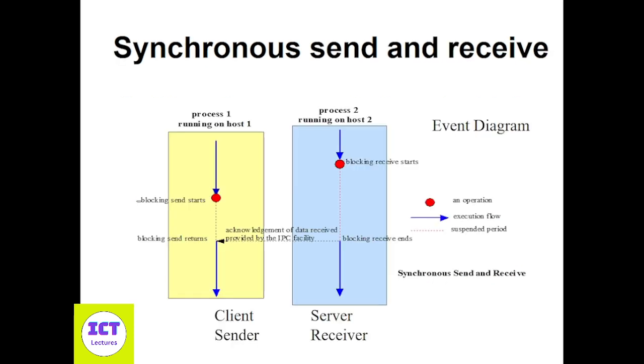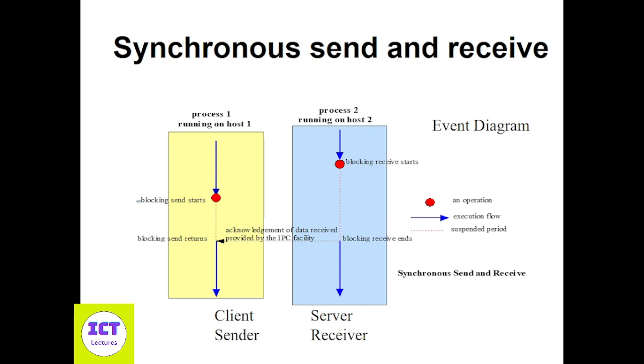Let's look at this particular diagram where we have synchronous send and receive. In the first diagram, as you can see, we have a key denoting the red circle or the point as an operation, and of course we have the continuous arrow showing execution flow. Then we also have the dotted line, which means there's some kind of suspension. So let's understand how synchronous send and receive works.